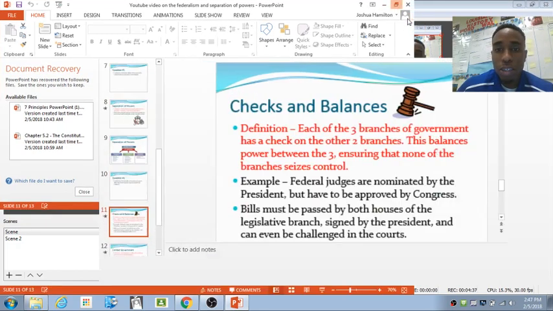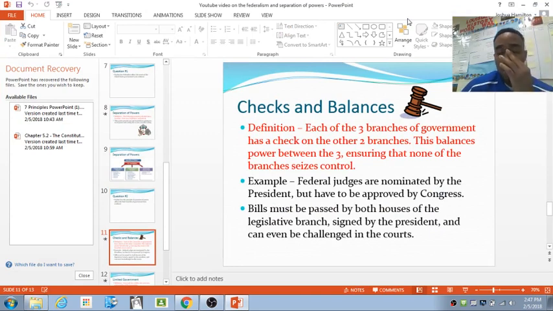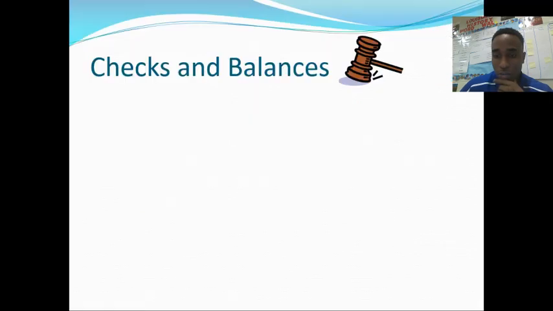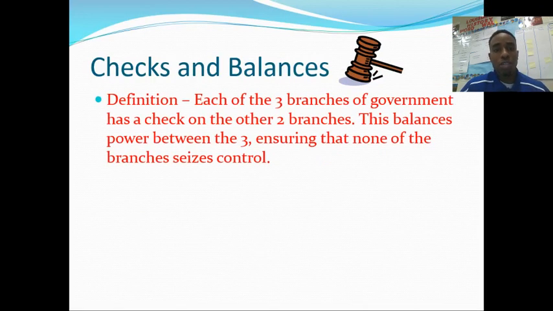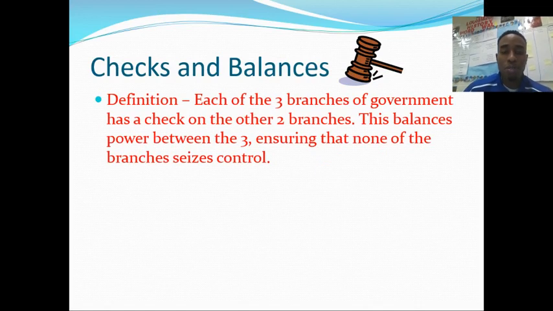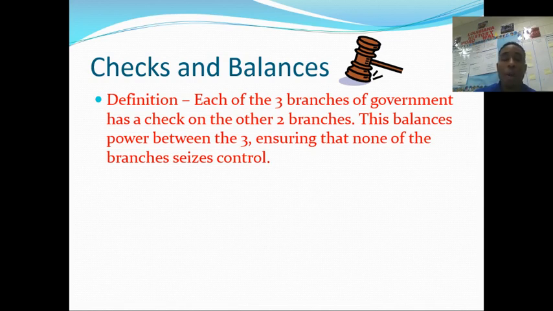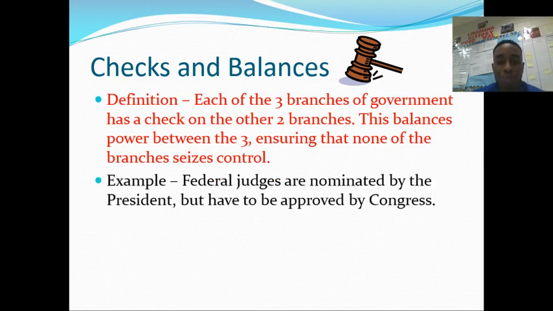Checks and balances. Checks and balances is simply the division of power amongst the 3 branches so that one branch doesn't become more powerful than the next, and they can share that power equally. A check is one branch having power over another, and that in turn creates a balance.